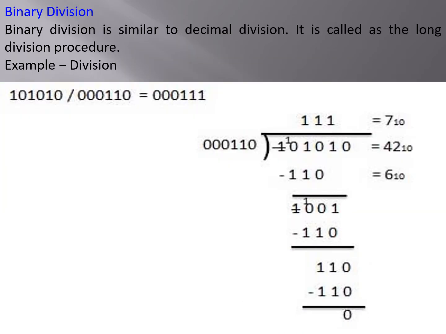Binary division. Binary division is similar to decimal division. It is called the long division procedure. Here we have an example. We take two binary values and divide them similarly to how we would in decimal division.